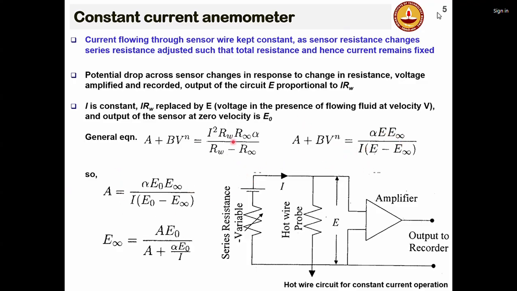And from here, you can just adjust the terms. You can say that when V is 0, you have a value of A like the previous case. So E will be E naught. That's why A is alpha E naught infinity divided by I into E naught minus infinity. And from here, you can solve for E infinity, which is A into E naught divided by A plus alpha E naught over I. This you can substitute here in infinity.